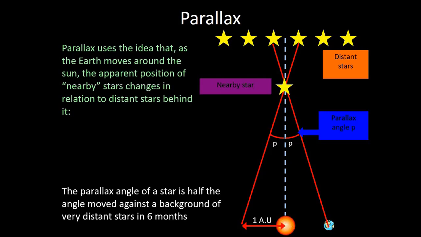The parallax angle of a star is half of the angle moved against a background of very distant stars over the course of 6 months. That's our definition of parallax angle.